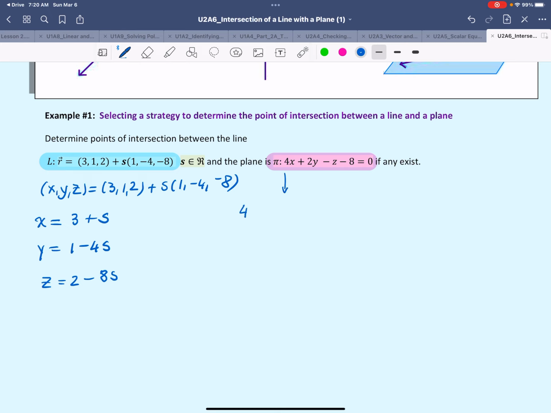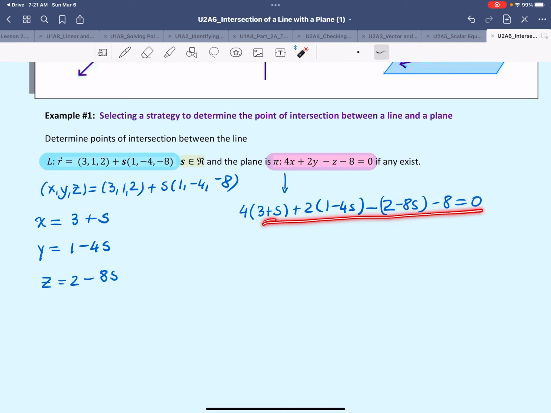So we have 4, and instead of x, we'll substitute 3 + s, plus 2, instead of y, we'll substitute 1 - 4s, minus z, which is 2 - 8s, minus 8 equals 0. If it's possible to find an s value for this equation, then it is possible to calculate the values of x, y, and z, which means that there will be a point of intersection. So let's solve the equation.